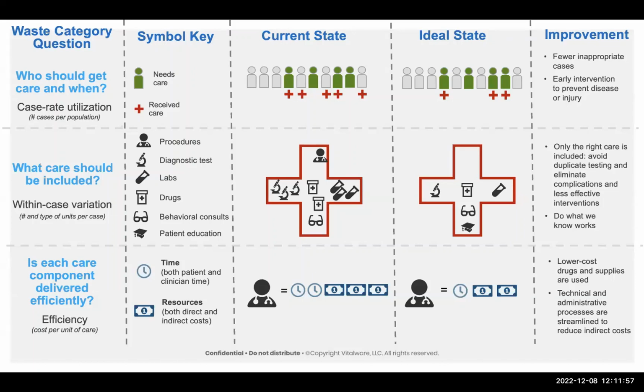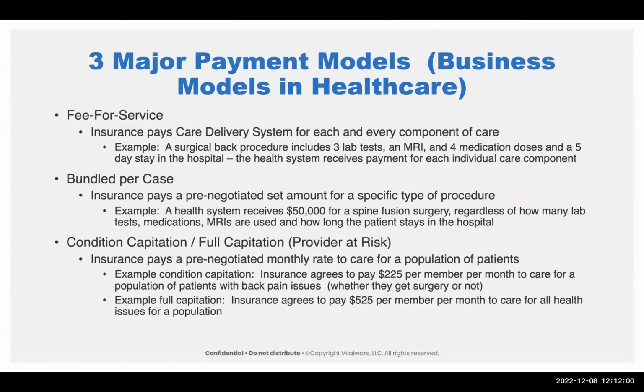and then promote efficiency. So what are the three models in healthcare? One, fee for service. That's what we've been solidly on, and I don't see it ever completely going away. But insurance pays care delivery system for each and every component of care. What we're starting to see more and more is facilities with payers increasing case rates, increasing day stays, increasing bundling, and things like that. So, for example, the surgical back procedure has 3 tests, an MRI, 4 medications, and 5-day stay. You're going to get every payment done.